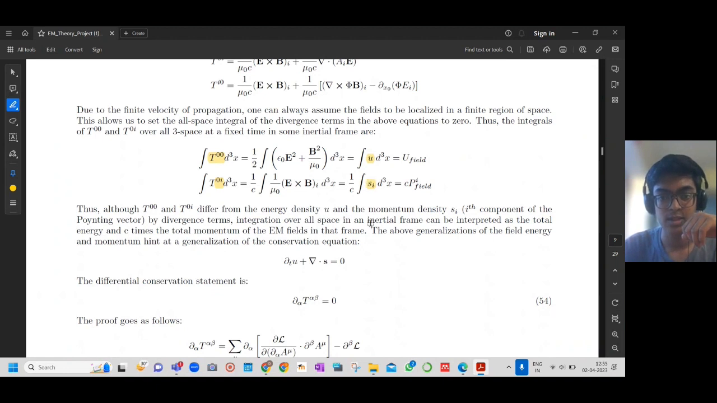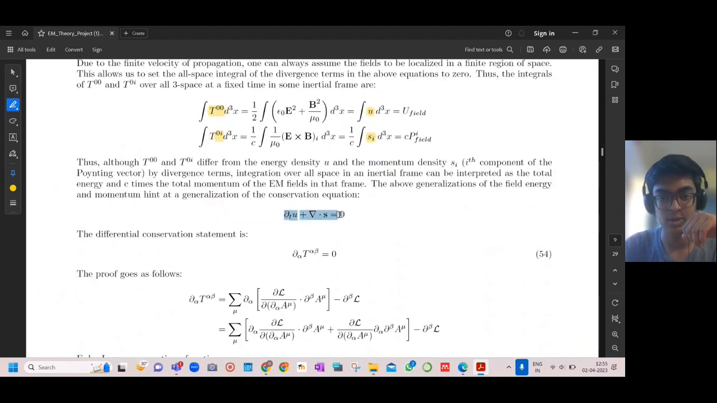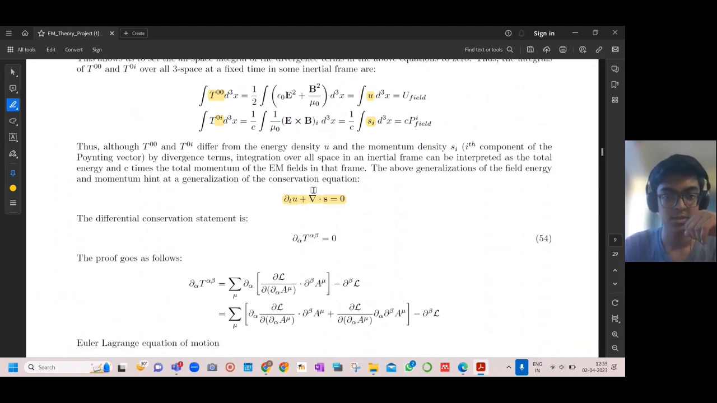hints that there should also be a generalization of this theorem, the Poynting theorem. Again, just a reminder, everything is source free right now, so we don't have a source term on the RHS. So this can be generalized in terms of a differential law for the stress energy tensor T alpha beta. So the 4-divergence is 0.